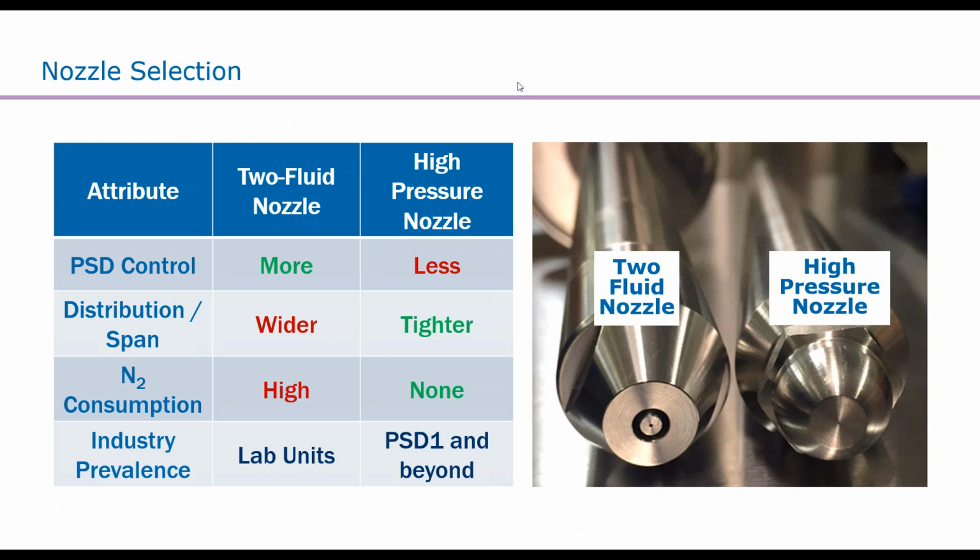So in comparison, two-fluid nozzles do allow for more control over the absolute particle size because you have the extra lever of being able to adjust the atomization gas. But pressure nozzles have a tighter distribution and are really the primary nozzles used at PSD-1 scale and beyond because they do not require nitrogen gas, which, remember, scales exponentially with increasing feed rate. So in short, we generally move programs to a pressure nozzle at the first opportunity, since that is likely where the project will end up eventually.